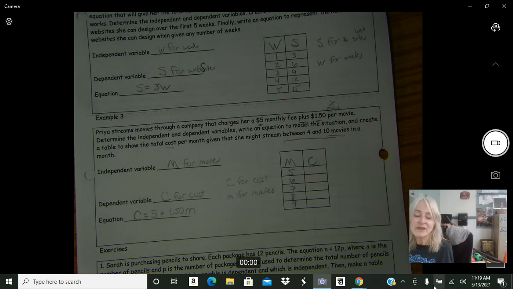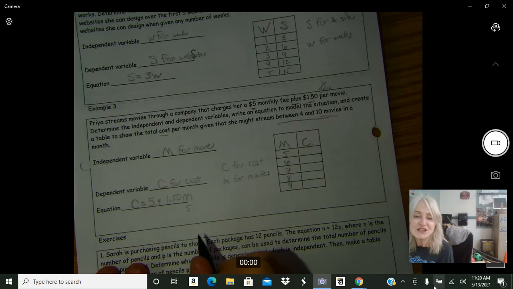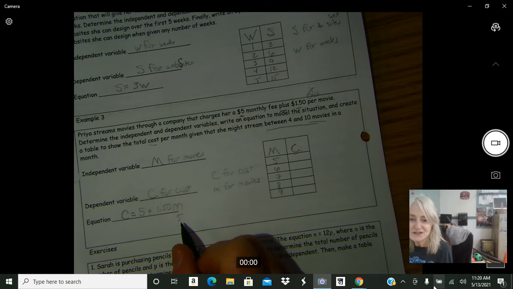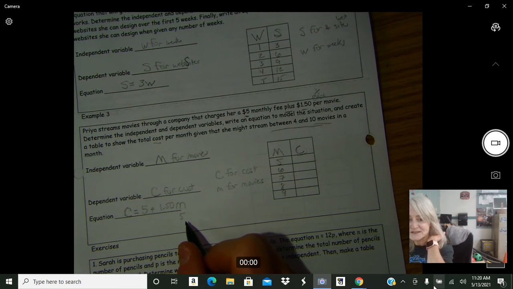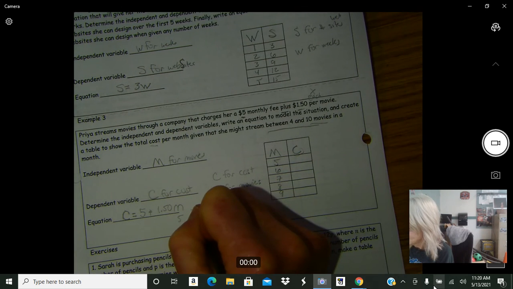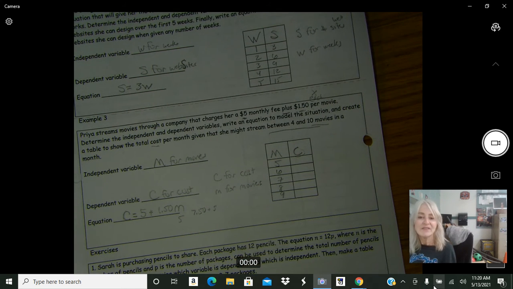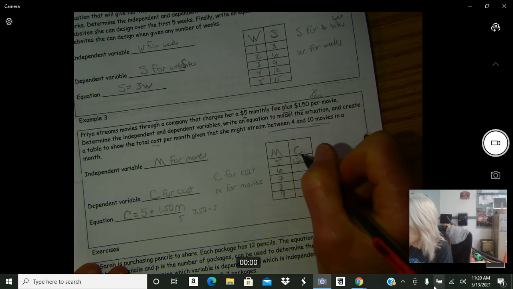So now that I know that, I can substitute in my movies. If she streamed 5 movies, that would be $1.50 plus $1.50 is $3. Then $4.50, and that would be $6. And one extra $1.50 would be $7.50. But I can't put that yet because I need to add the 5 to it. So $8.50, $9.50, $10.50, $11.50, $12.50.